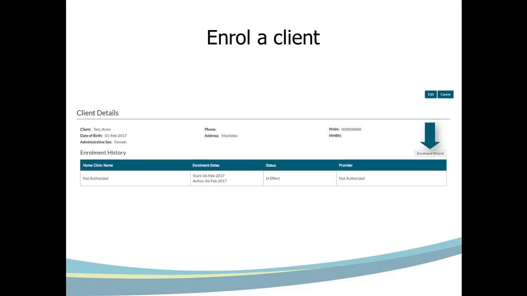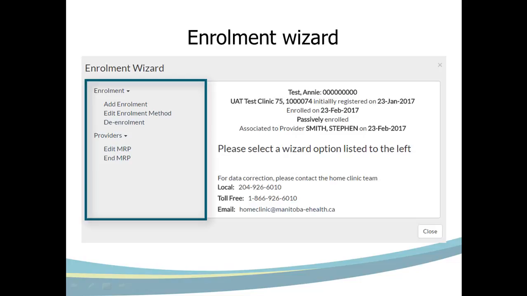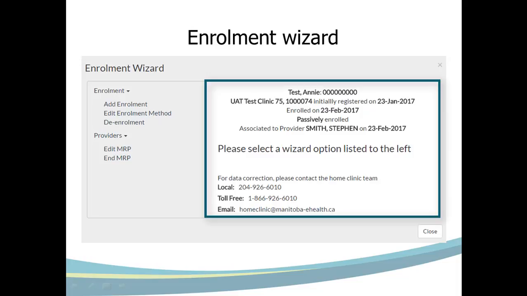To begin, you will need to select the Enrollment Wizard button in the Client Details window. This is what the Enrollment Wizard looks like in the Home Clinic portal. The list of possible enrollment-related actions is displayed on the left-hand side of the screen. The list of actions will change dynamically based on the conditions associated with the client being viewed. For example, if the client is not yet enrolled, de-enrollment will not be an option. The right-hand screen will display client details you have permissions to view.